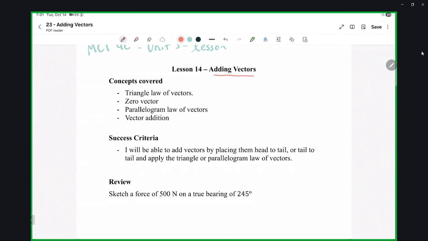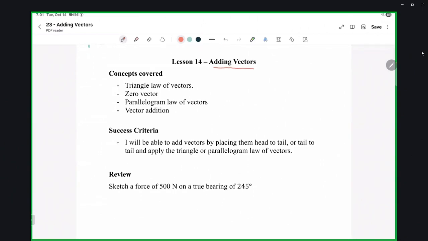In general, the concepts we're going to be looking at today will be the triangle law of vectors, the zero vector, the parallelogram law of vectors, as well as a generic vector addition. And for the vector addition, we're going to be looking at vector diagrams, similar to what we did on the lesson of last time, as well as just general sketchings.